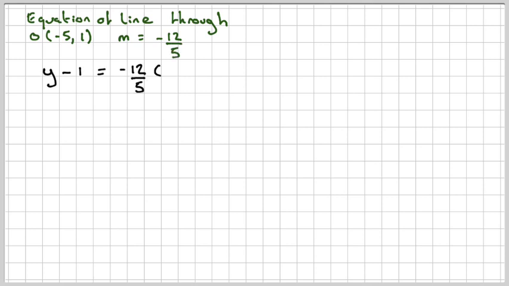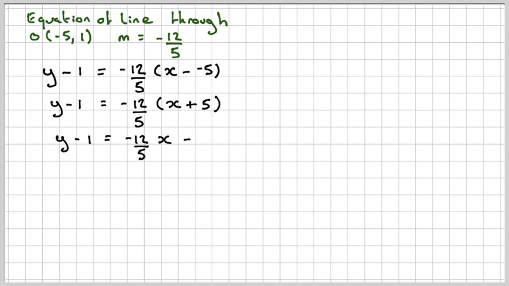will be y minus 1 equals minus 12 over 5 times (x minus minus 5), which will give me y minus 1 equals minus 12 over 5 (x plus 5), so y minus 1 equals minus 12 over 5x minus 12. Adding 1, we're going to get y is minus 12 over 5x minus 11.